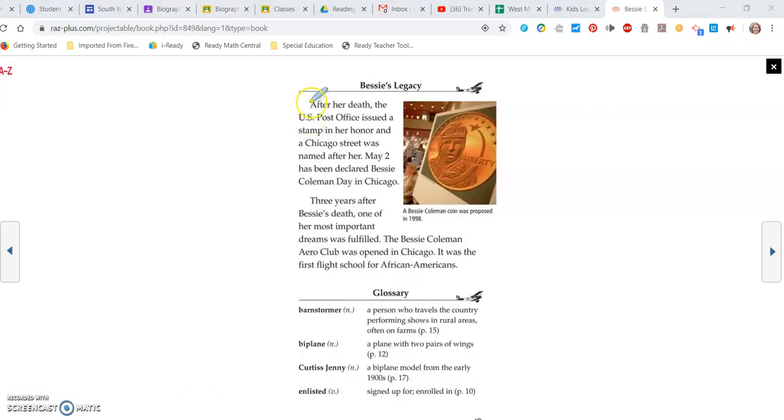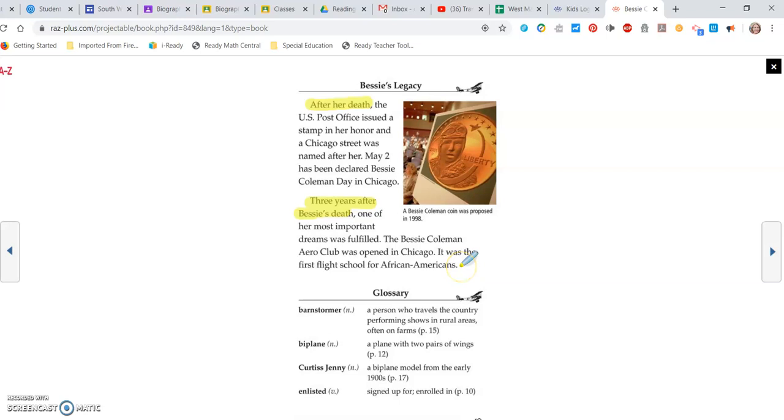This last page says, after her death, so here is a transitional phrase, the U.S. Post Office issued a stamp in her honor and a Chicago street was named after her. May 2nd has been declared Bessie Coleman Day in Chicago. Here's another transitional phrase. 3 years after Bessie's death, one of her most important dreams was fulfilled. The Bessie Coleman Aero Club was opened in Chicago. It was the first flight school for African Americans.